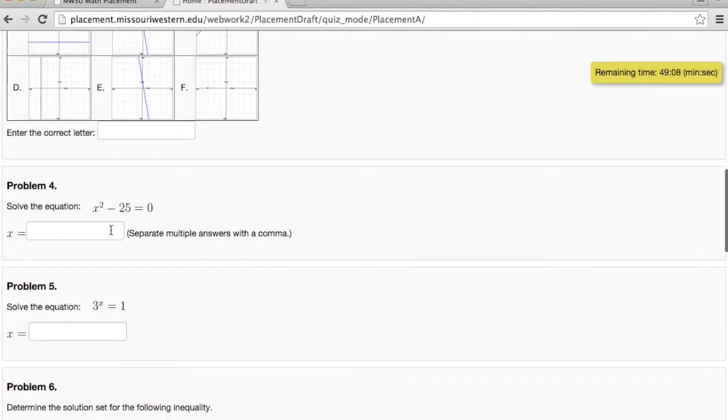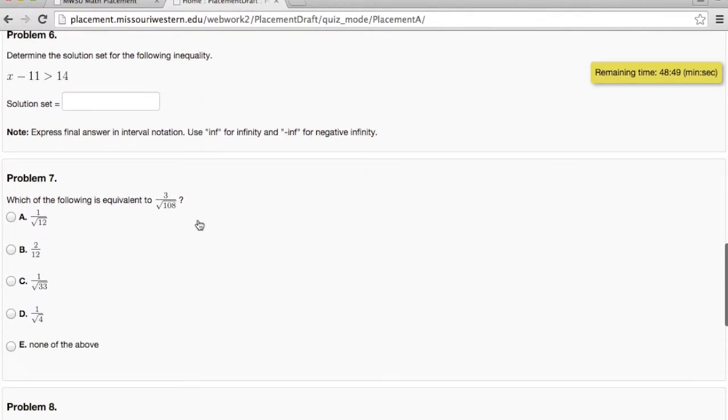There are also other questions which are multiple choice. In here you have x squared minus 25 is equal to 0. We're solving the equation. The 25 goes on the other side. So the answer is going to be 5 and negative 5. You can separate those with a comma.